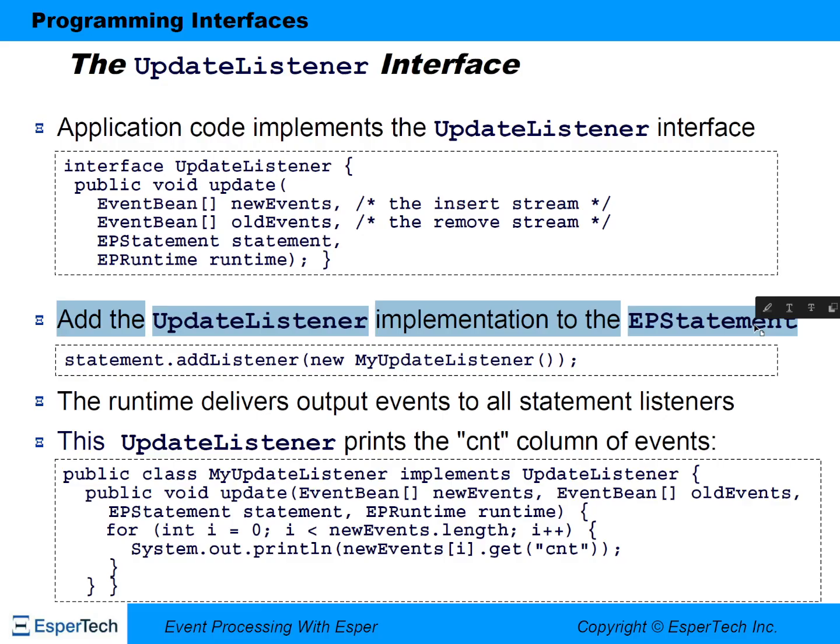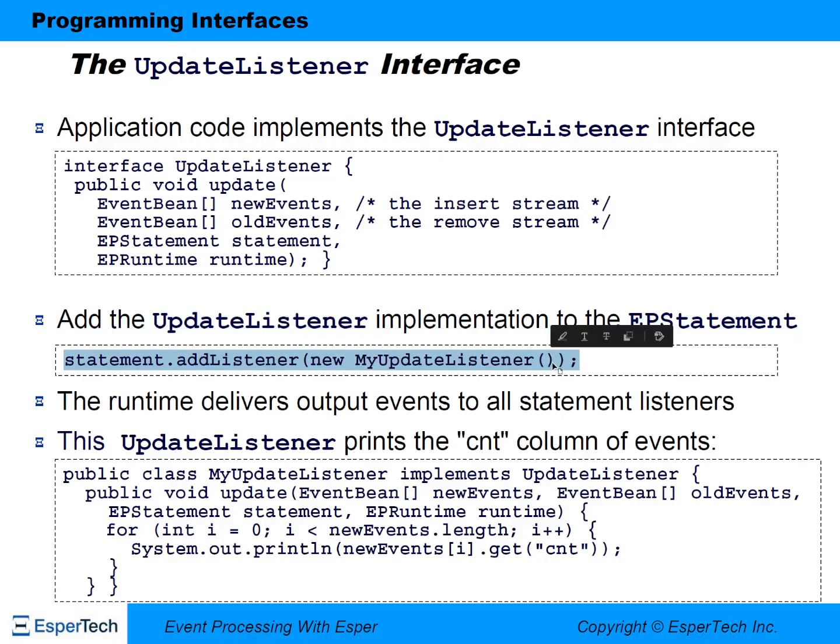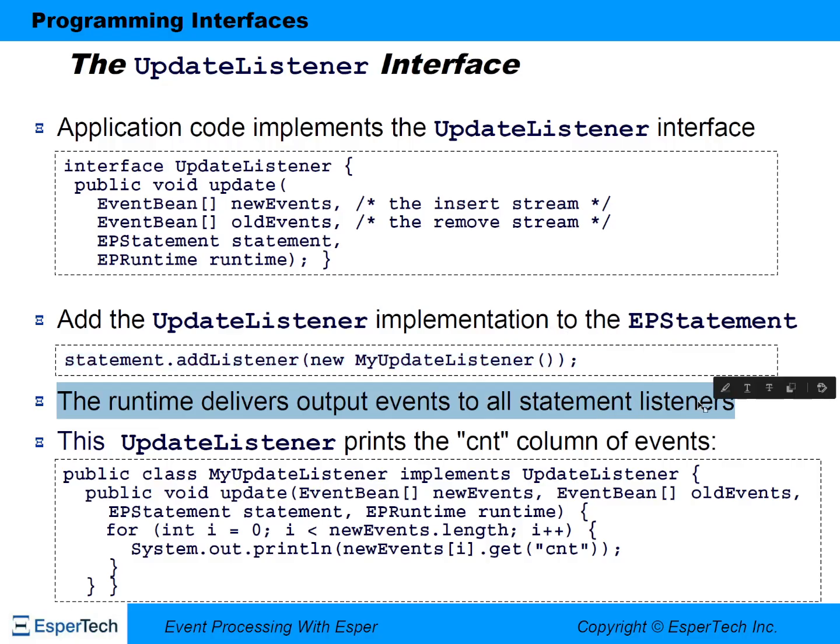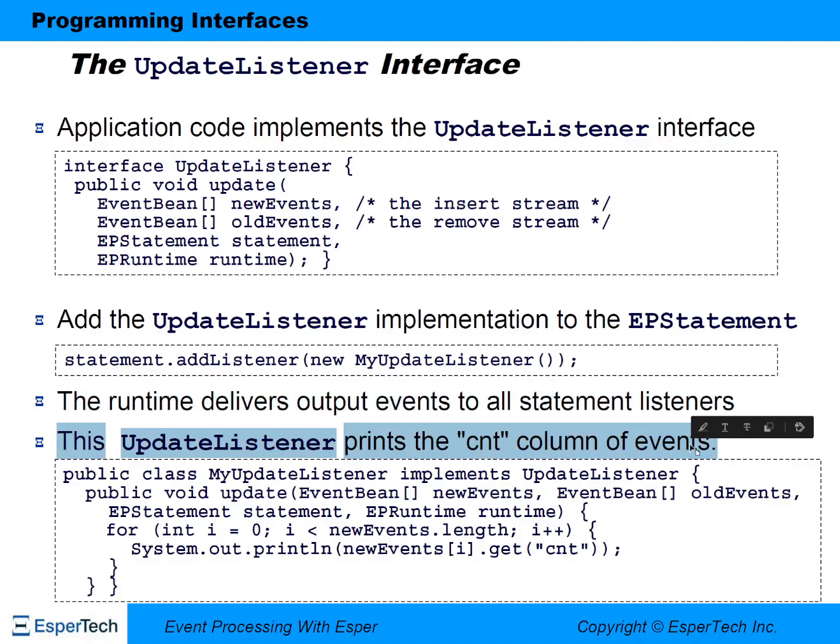The runtime delivers events as an array. It delivers multiple events in a single call to the update listener. Add the update listeners to the statement using statement.addListener. After adding the listener to the statement, the runtime delivers output events to the statement listener. The example code below prints the cnt column of new events.